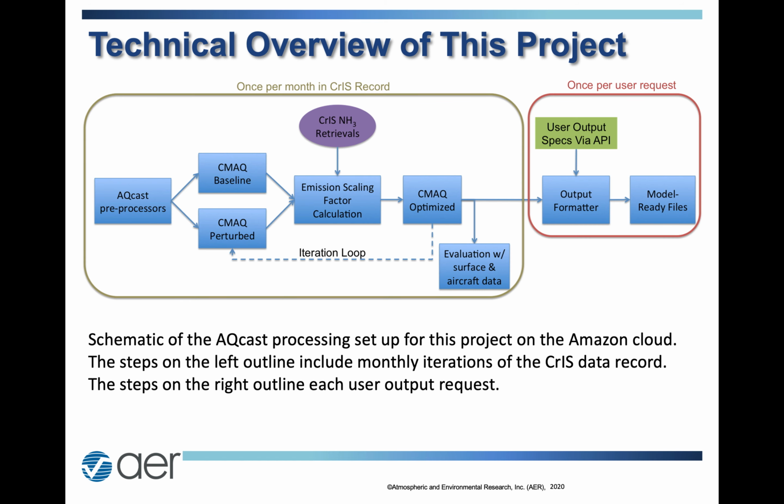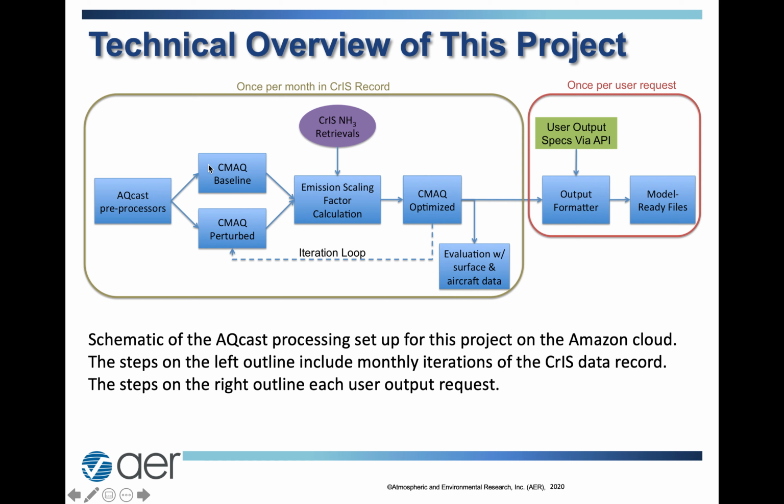So here's an overview flow chart of how we're going about doing that. All of this is being done on Amazon Web Services, so on the cloud. And it all starts with our AQCAS pre-processing system. This is something that was developed at AER, where we can run WRF and all of the pre-processors for CMAQ, such as MCIP, ICON, and BCON.